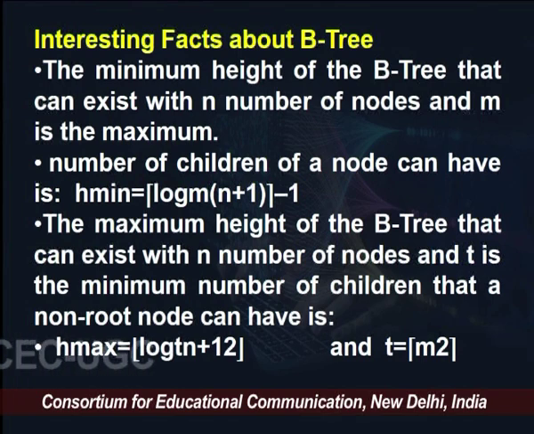The maximum height of a B tree with similar conditions, that is n number of nodes and t is the minimum number of children that a non-root node can have, h max, the maximum height of this B tree, is going to be log of n plus 1 over 2 with base t, and t is equal to m divided by 2. So, this is going to be the expression. These are the facts about B trees.